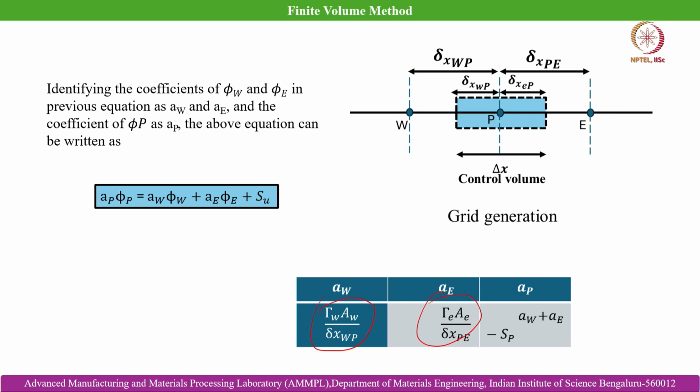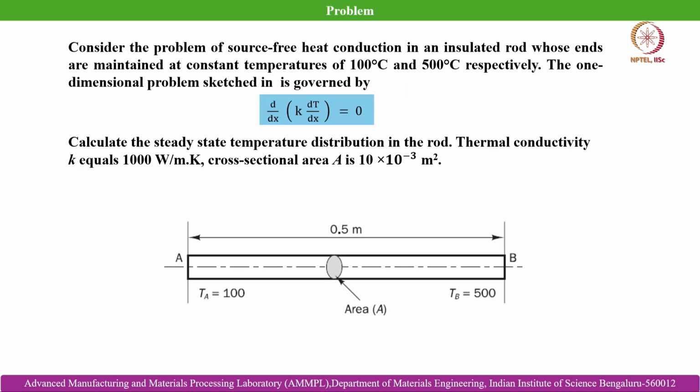identify the values of the coefficients, and then we can move on to a typical problem, that is a one dimensional heat transfer equation, which is written over here, that is d/dx of (k dT/dx) is equal to 0, and we need to calculate the steady state temperature distribution in this rod, which is kept over here. The thermal conductivity k equals 1000 watt per meter Kelvin, and the cross sectional area A is 10 into 10 to the power minus 3 meter square.